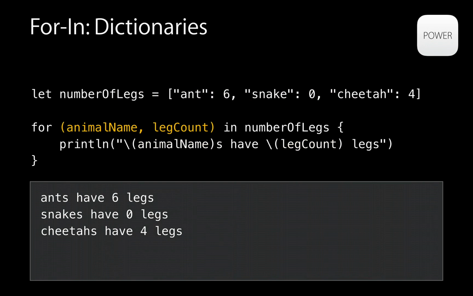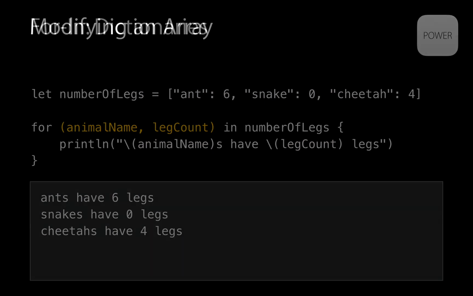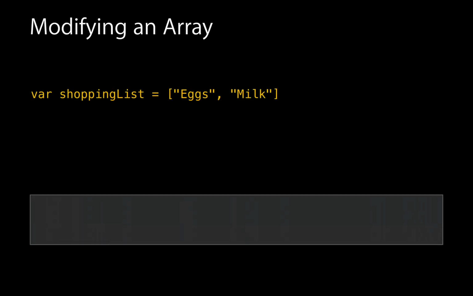So that's how we create collections and how we iterate them. How do we modify them? Well, let's start with an array. Here's a shopping list. It contains 2 items, eggs and milk. As in Objective-C, we can access the first item in the array just using subscripting.